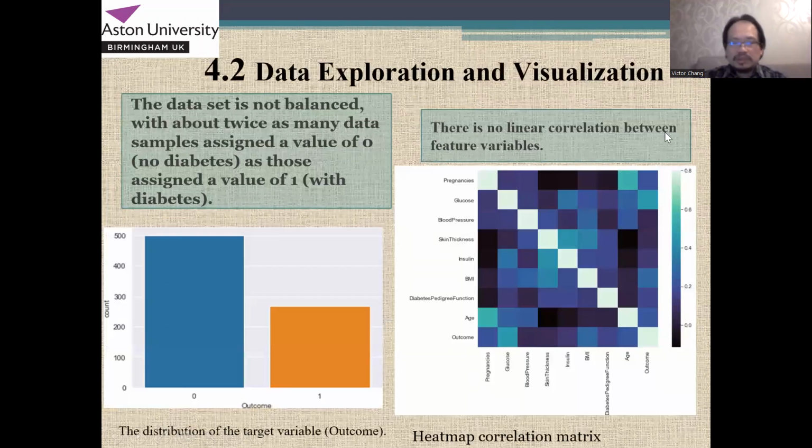Then we talk about the data exploration and visualization, because both of them are the same. The data set is not balanced, with about twice as many data samples assigned a value of 0, not diabetes, as assigned a value of 1, with diabetes. In real life situations, sometimes it's hard to control. But in this case, we have this ratio of almost 2 to 1.